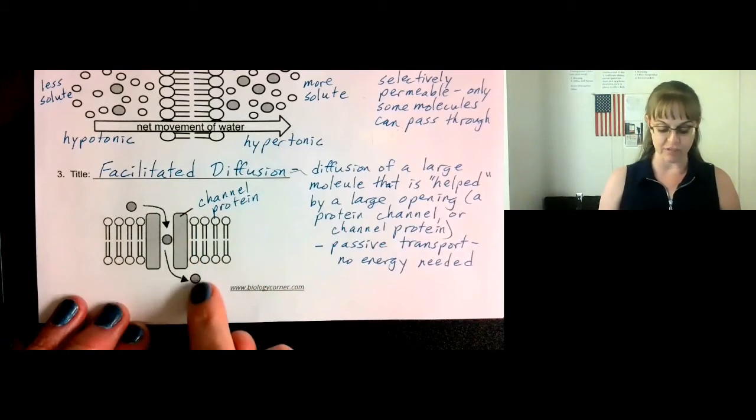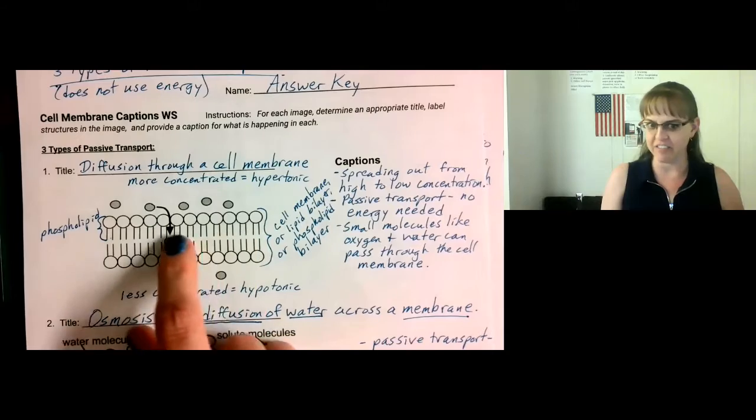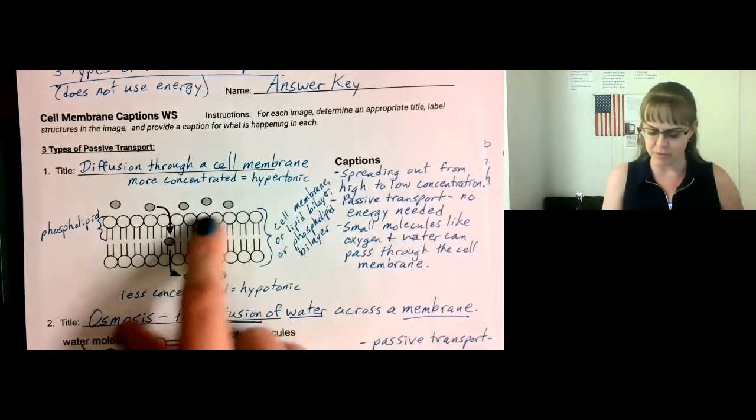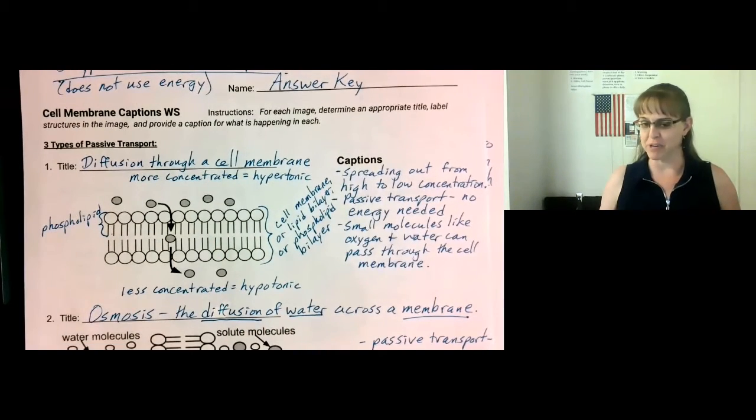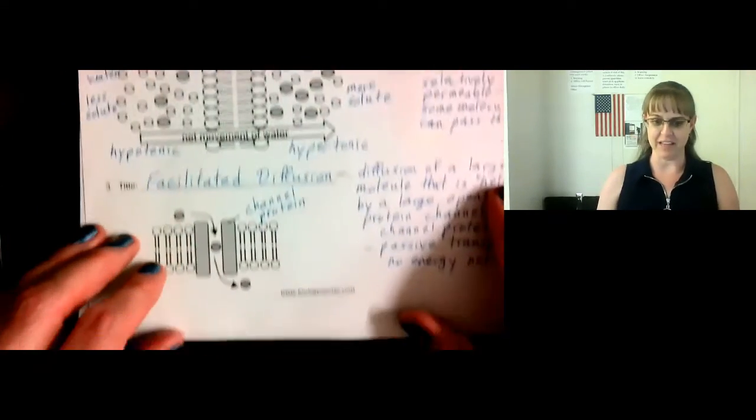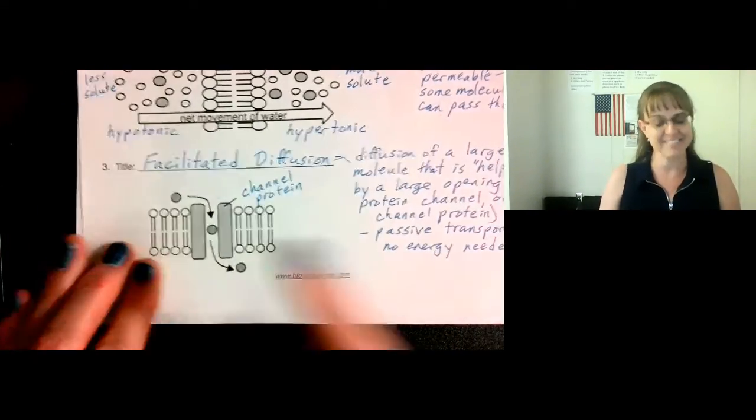It's just allowed in through this larger gate instead of having to go in the chain link fence and through the links like this one is right here. You got to be pretty small, like a bird, to go through the chain link fence. If you're big like a dog, you have to go through the gate.